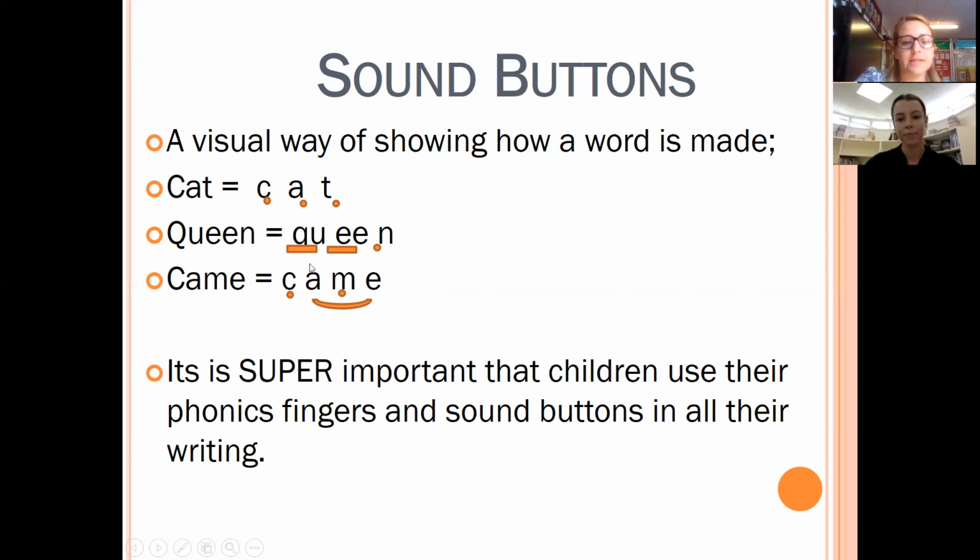Some schools might teach them to have the loop over the top. Some teach them underneath. Here at Hopton, we do underneath, but the principle is still the same. It is super, super important that children use their phonics fingers and sound buttons in all of their writing, and also when you're hearing them read.